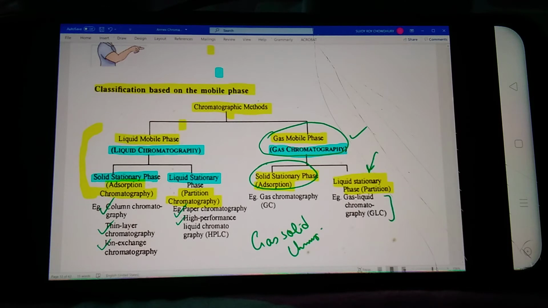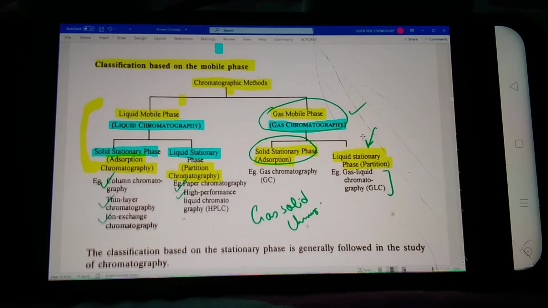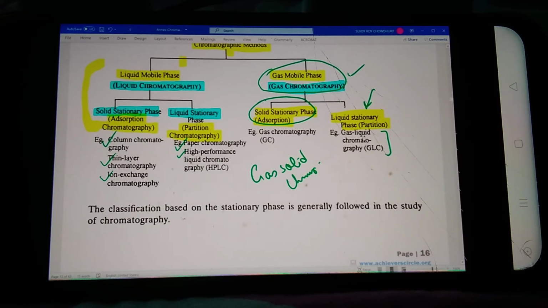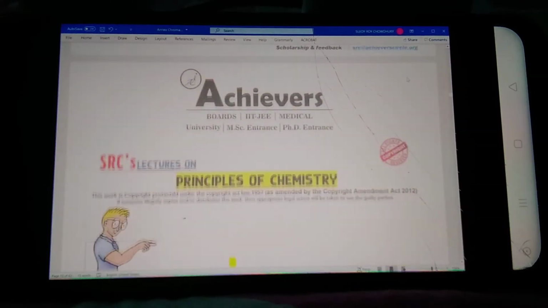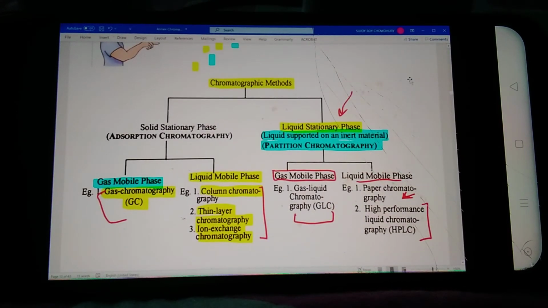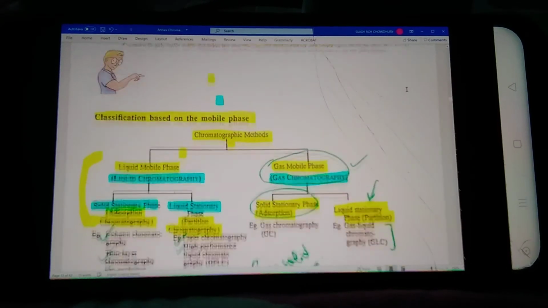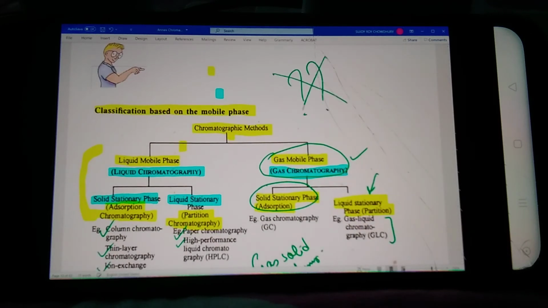chromatography. But you see, students, you need to choose one basis with respect to classification. Otherwise, the same thing being said in different ways may make it unnecessarily complicated. Hence, in the scientific community, the classification based on the stationary phase is generally followed. That is the classification made with respect to the stationary phase. The other is not disallowed, but it is not followed, because we need to follow only one type of classification.